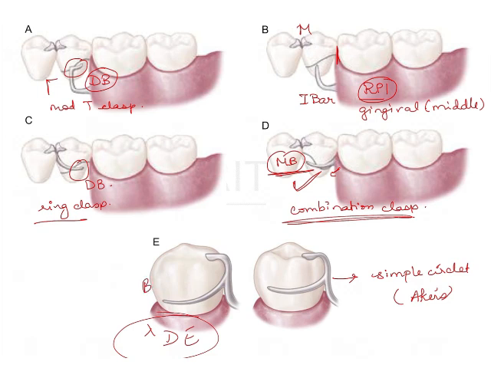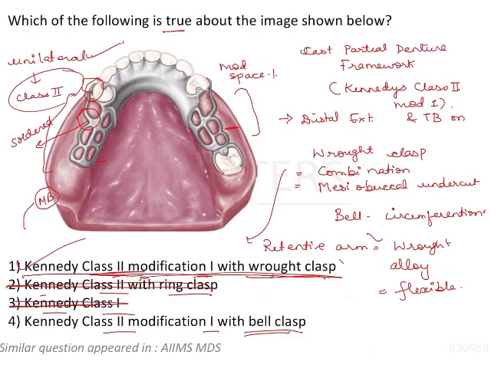This is the buccal side and this is the lingual side, the retentive tip going below the crest of contour. Okay, so these are a few configurations that we must remember, and the given image is that of a rod clasp for Kennedy's class 2 modification 1.